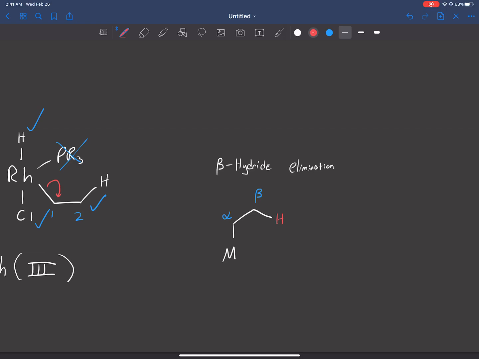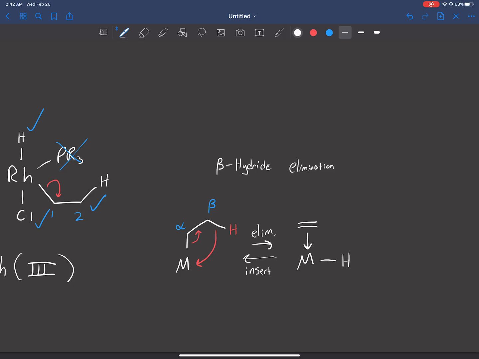I'm going to take this bond right here and drag it up to form a double bond between the alpha and the beta carbon. And the electrons on this carbon-hydrogen bond between the beta carbon and the hydrogen are going to attack that metal. So what that's going to look like: metal, hydrogen moved over. That took its electrons with it and attacked the metal. And now I have my double bond there. That would be the elimination. The reverse of that is the insertion. So going from here to here, that's my beta hydride elimination. Again, my oxidation state didn't change.